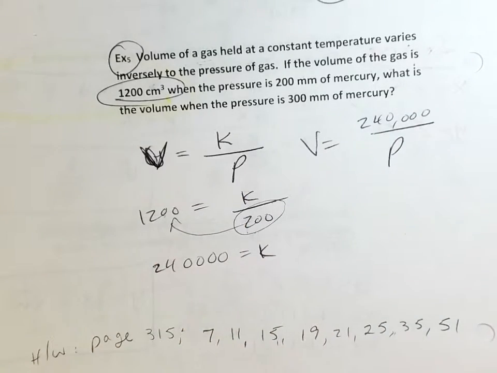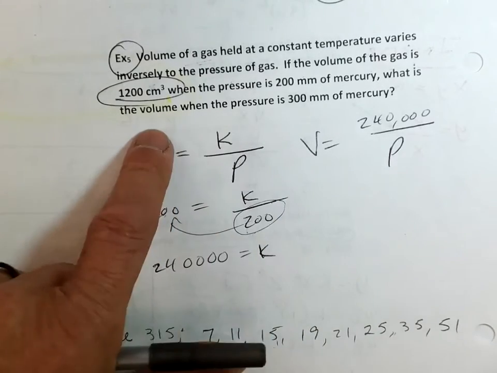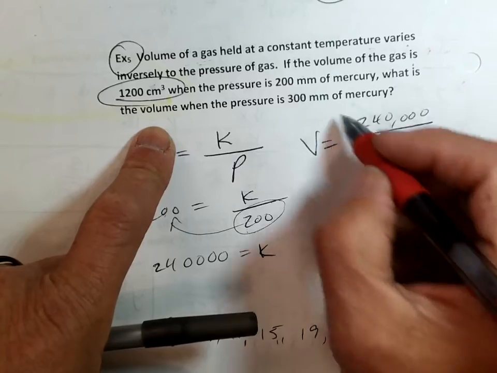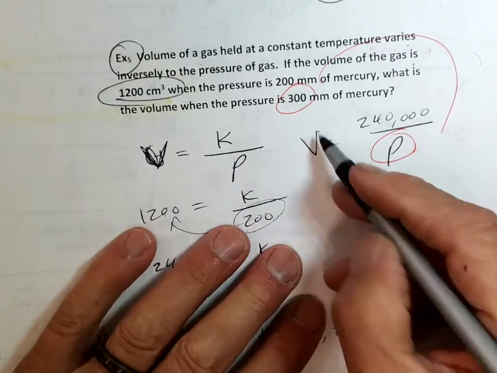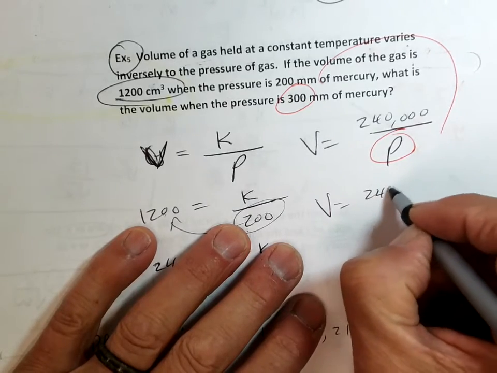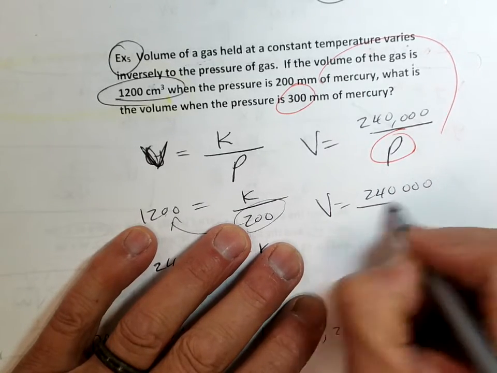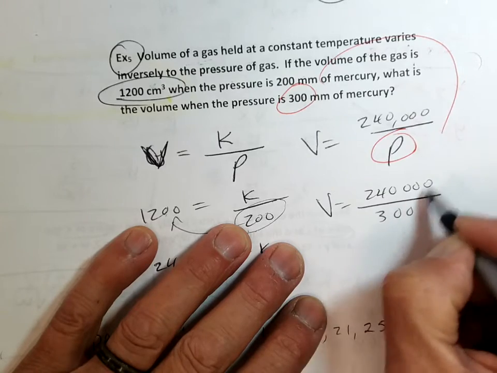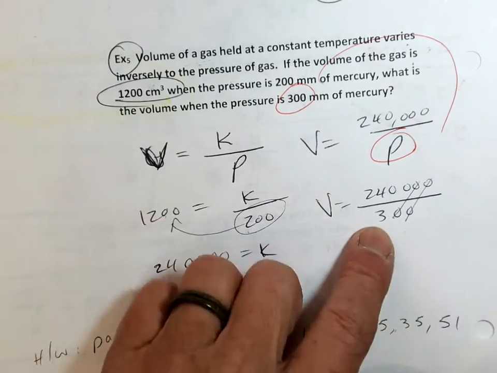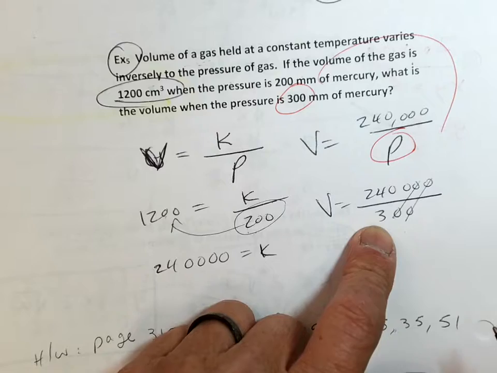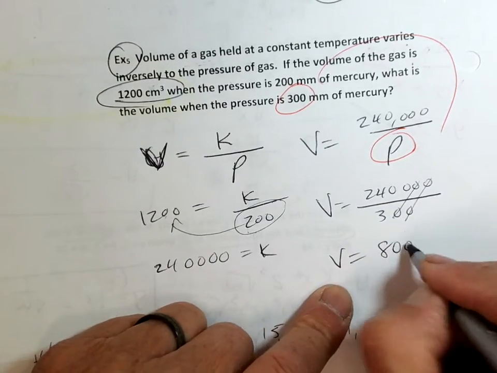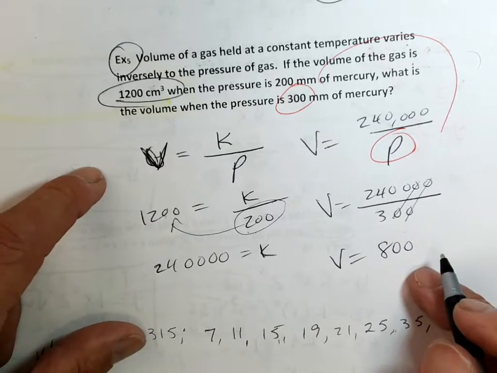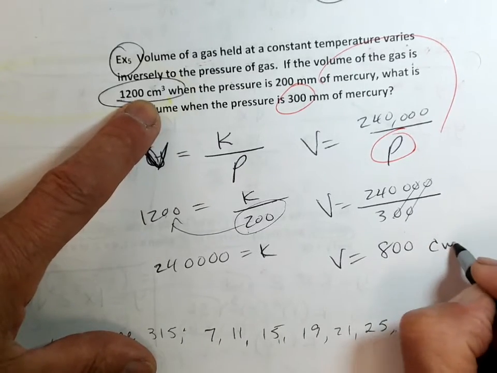Now, let's use it. The next thing I'm going to do is actually use this whole thing. It says, what is the volume when the pressure is 300? So we just plug 300 in here, right? So the volume is equal to 240,000 over 300. Let's see if I can do that. Cancel, cancel. It's going to go in 8 times. Is it 800? It's got to be 800. Yes. And that would be in terms of volume, which would be centimeters cubed.